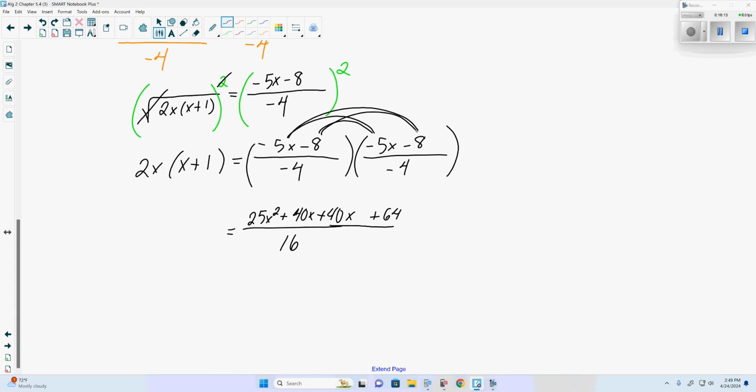Questions on the right-hand side? We are going to combine like terms here in a minute. We've been leaving as 2x times x plus 1 the whole time, yes? Let's go on and simplify it. 2x times x is 2x squared. 2x times 1 is plus 2x.